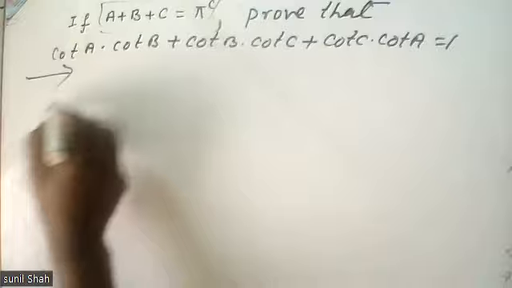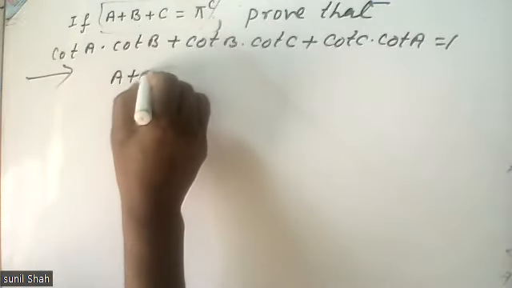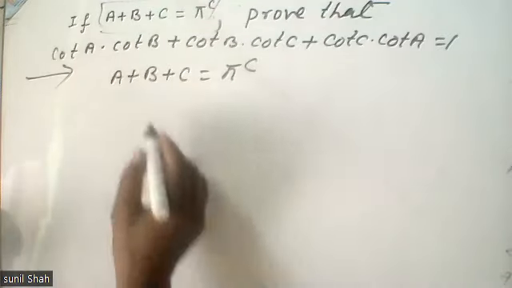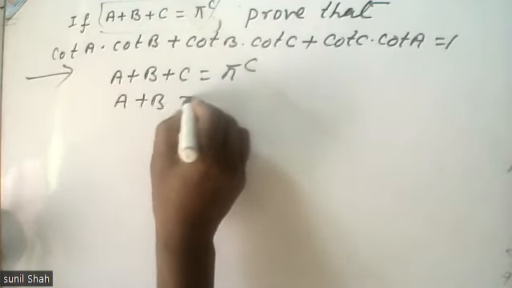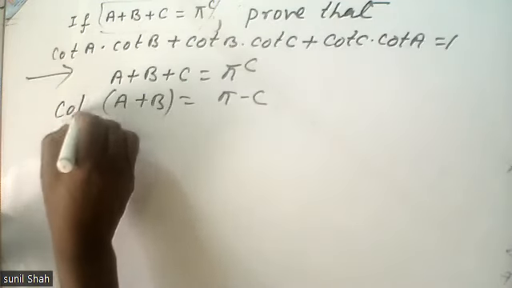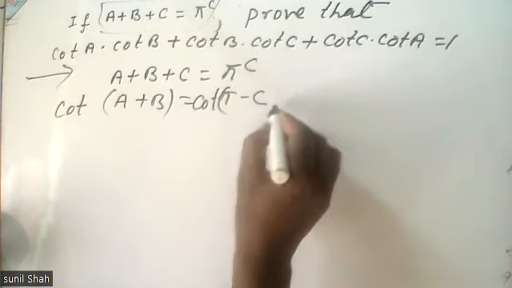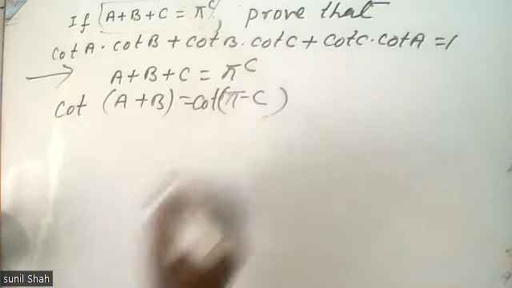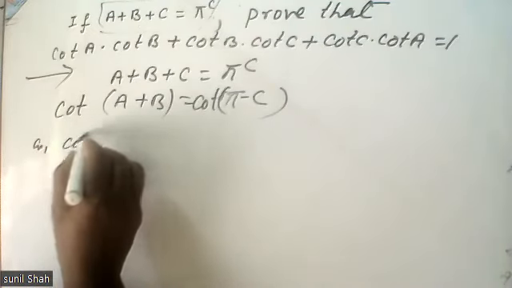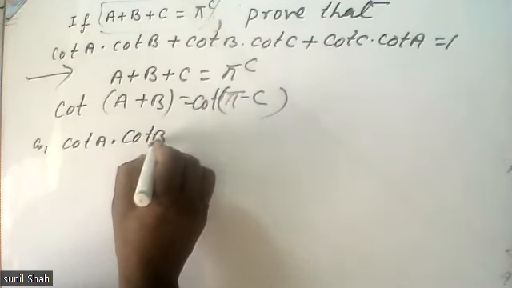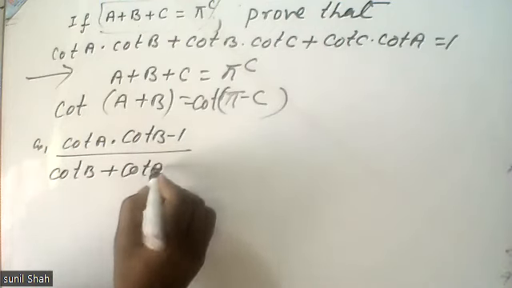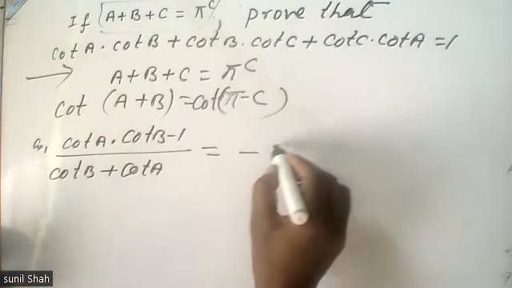For this also, we start with this. Whenever tan and cot come, we start with the given A plus B plus C is equal to pi. So A plus B is equal to pi minus C. Taking cot on both sides, and here also cot(pi minus C). Now cot(A plus B). Again put the formula for cot(A plus B): (cot A into cot B minus 1) over (cot B plus cot A), or cot A plus cot B, and cot(180 minus theta) is minus cot theta.